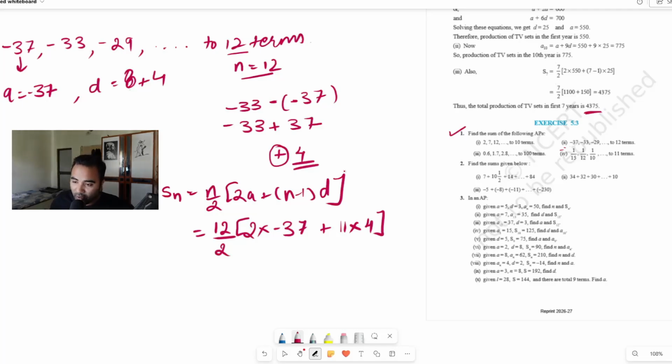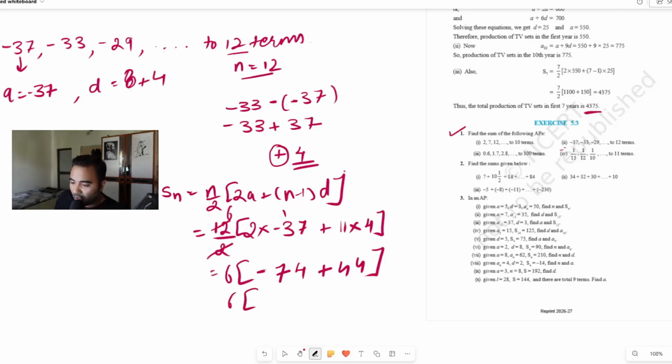Okay, fine, we'll simplify this. 2 6s are 12, so that gives you 6 minus 7 2s are 14, 3 2s are 6, 6 plus 1 is 7, plus 44. Now minus 74 plus 44 is minus 30, I think. Please keep on checking the calculations. Should be correct. So this is minus 180. So this is the answer for the first one.